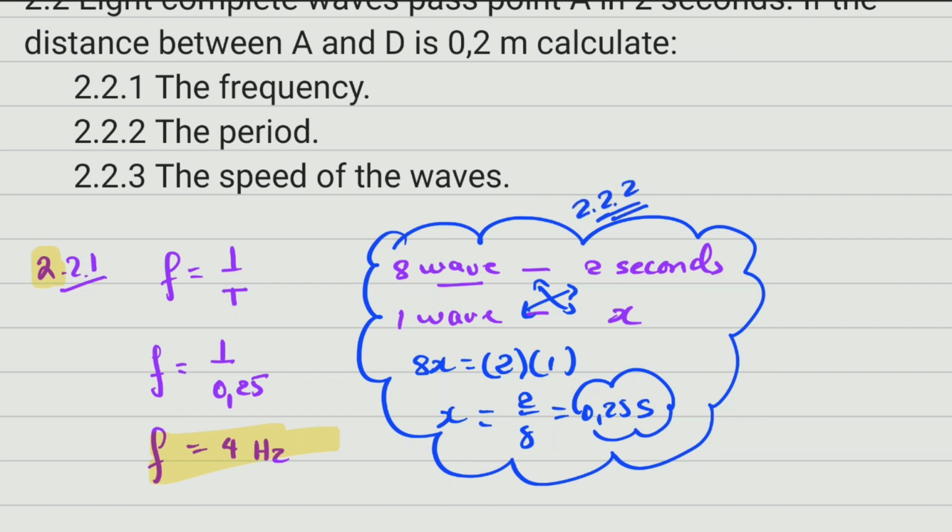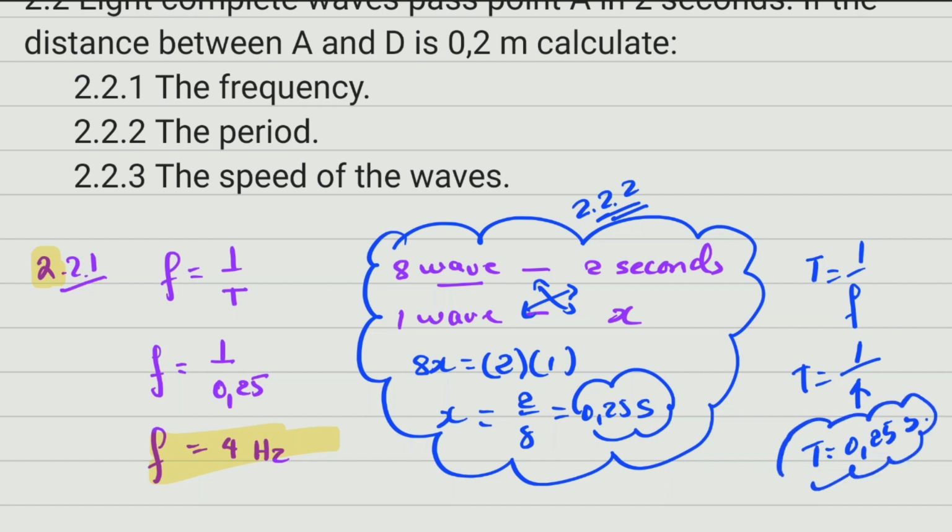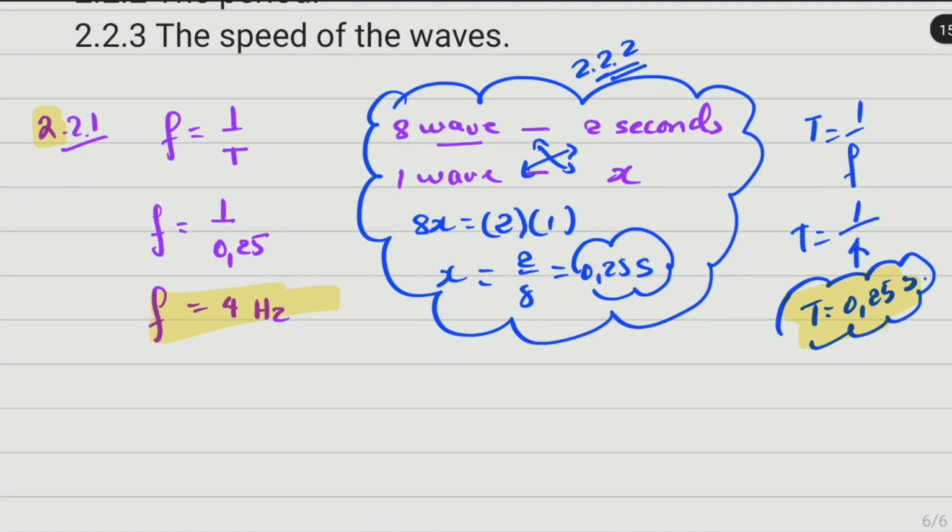We did calculate the period. However, if you manage to do it in any other option, you can say that period is equal to 1 over frequency. Period is equal to 1 divided by 4, and that will give you a period of 0.25 seconds. So this is another way to calculate period, because remember, the period and the frequency are the opposite of each other. Now calculate the speed of the wave, and with that we are going to finish this question. It's very, very simple.